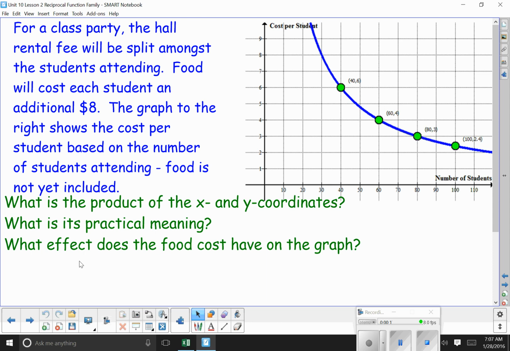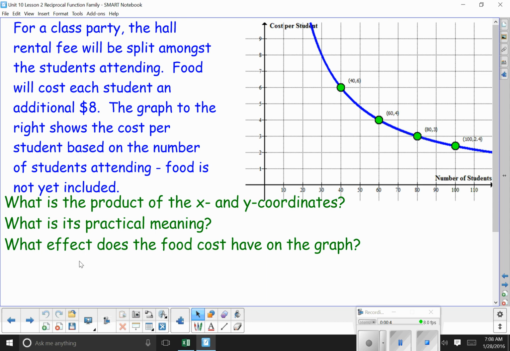Let's start. For a class party, the hall rental fee will be split amongst the students attending. Food will cost each student an additional $8. The graph to the right here shows the cost per student based on the number of students attending. Food is not yet included. Now, what is the product of the x and y coordinates?